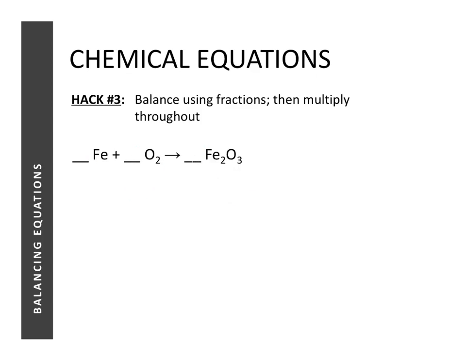Now we'll try to apply hack number 3 on another example. If we look at the equation here, same thing, we will try to balance the foreign atoms first. The foreign atom would be iron. There is one iron atom on the left, there are two iron atoms on the right. So we have to balance for iron by adding a 2 in front of Fe.